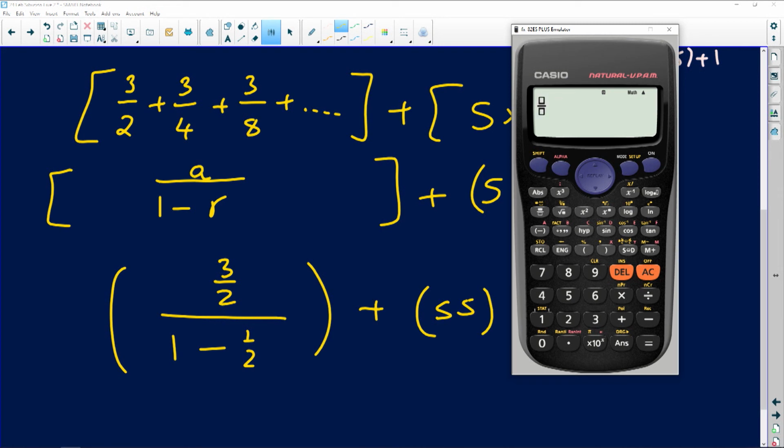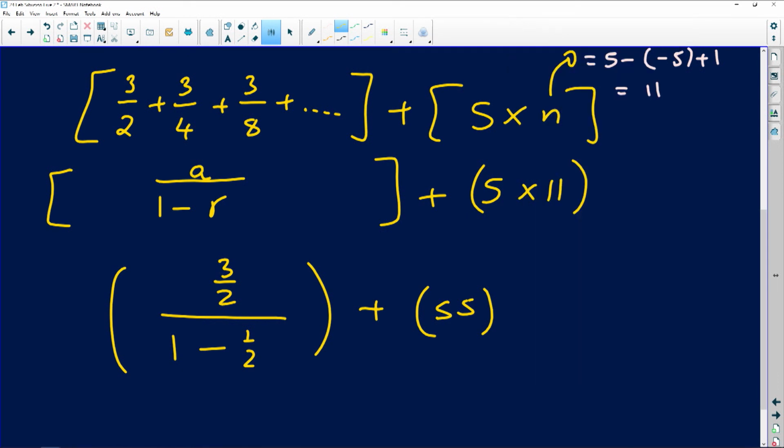Now, that part of sum to infinity is simply 3/2 divided by 1 minus 1/2, which is 1/2. This gives us an answer of exactly 3. So the answer to this is just 3 plus a value of 55, and we're simply going to have 58 as the solution to this beautiful question.